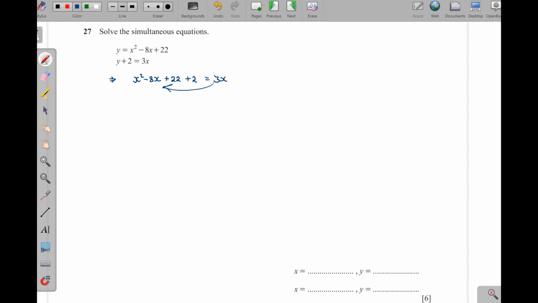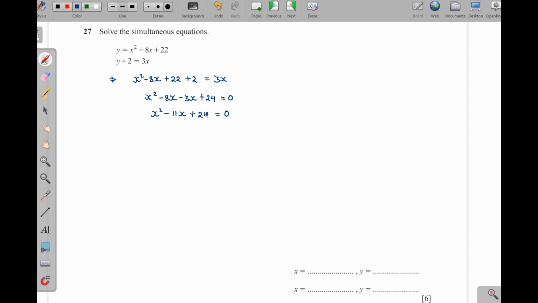Now we'll bring everything onto one side such that we form one quadratic equation which we can solve. So we have minus 8x, then minus the 3x. Then this one is 24. Then this one will be equal to 0. Now simplified, it will be x squared minus 11x, and then plus the 24, which is equal to 0.